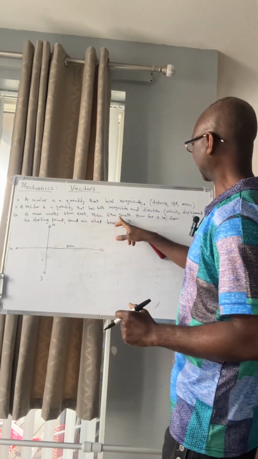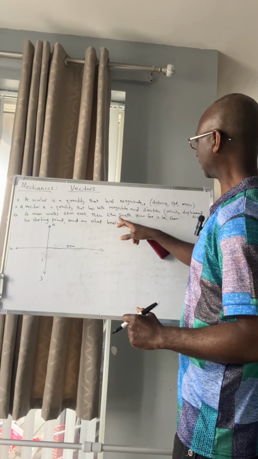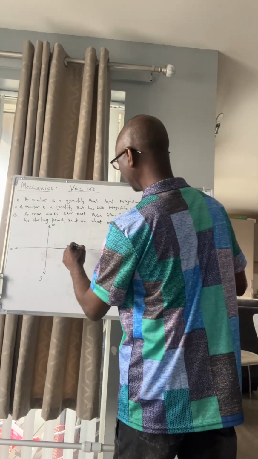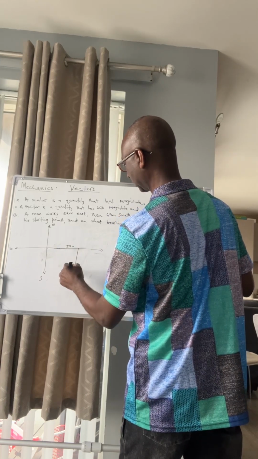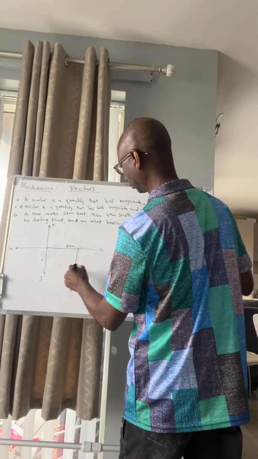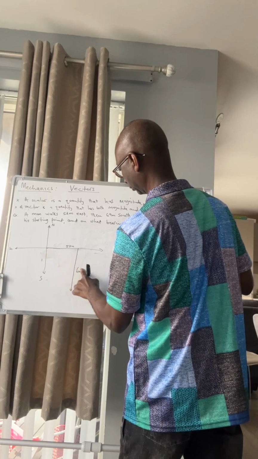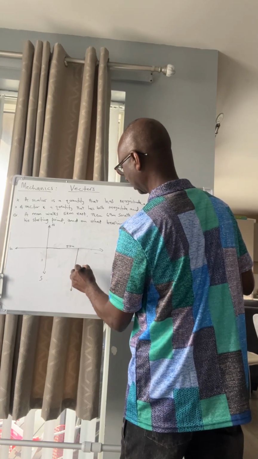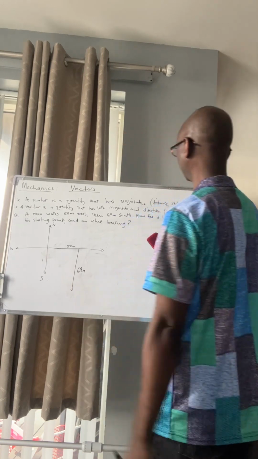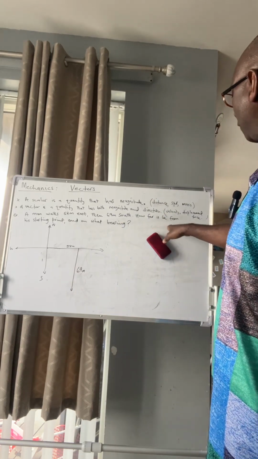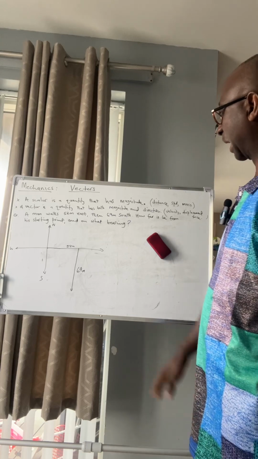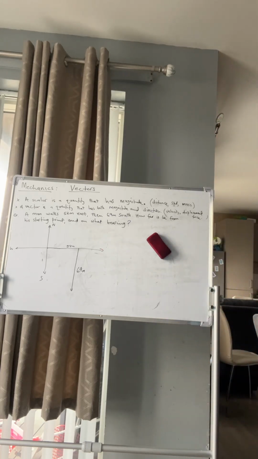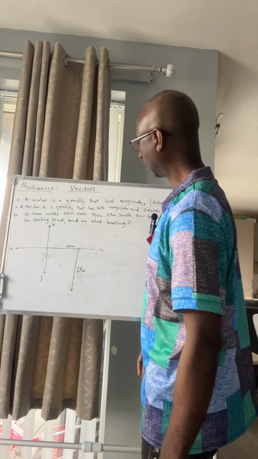Then 69 meters south. And then it goes south. That it goes down. 69 meters south. How far is he from his starting point? And on what bearing?